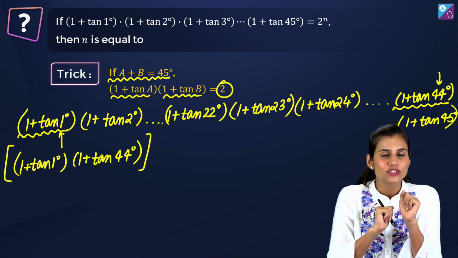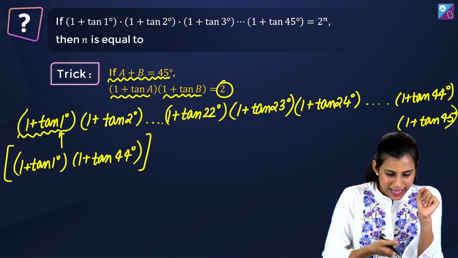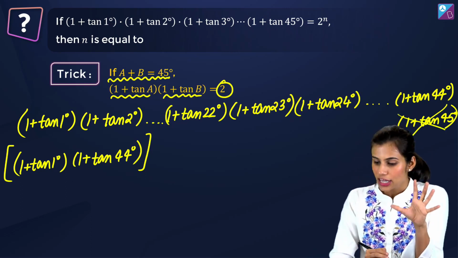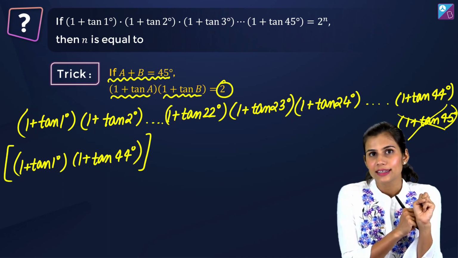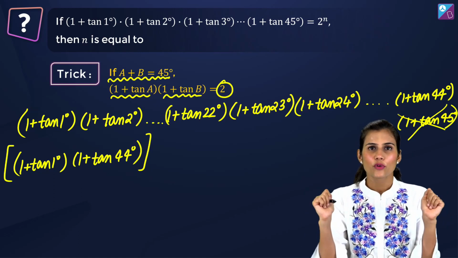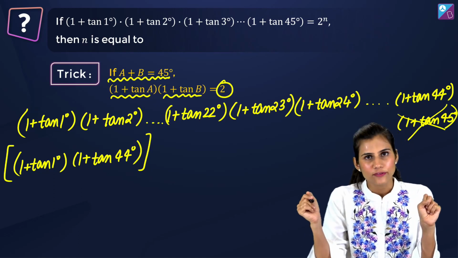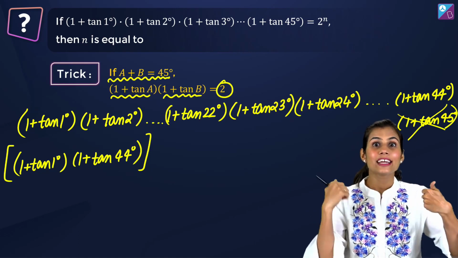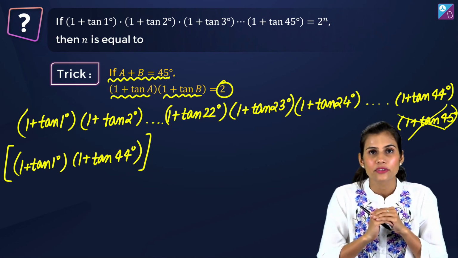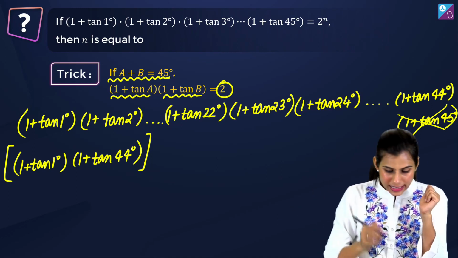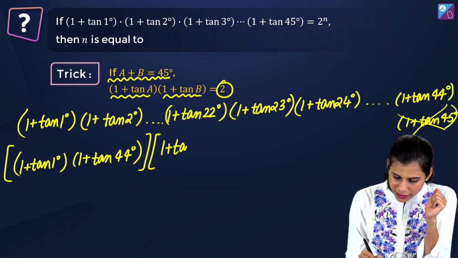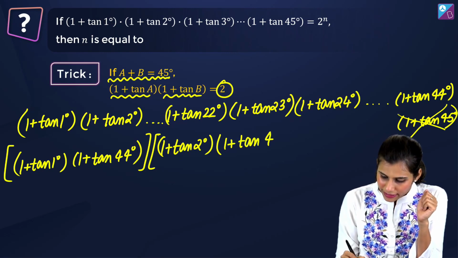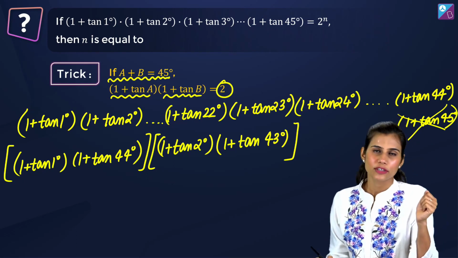Right? For a second, just to avoid confusion, if you ignore 1 plus tan 45 just for a while, just for temporary basis, you have 44 terms in total, right? So now just concentrate on these 44 terms from 1 plus tan 1 degree to 1 plus tan 44 degrees. And now see that first term from the beginning and first term from the end, they will get combined together because the sum of their angles is 45. Similarly, second term from the beginning is 1 plus tan 2 degrees. And second term from the end will be 1 plus tan 43 degrees. Again, you can see 43 plus 2 is 45.